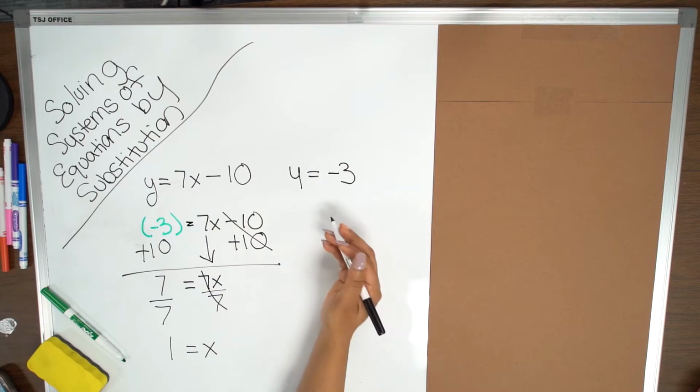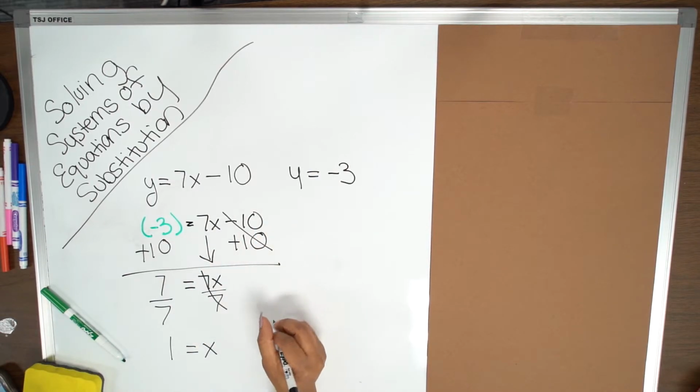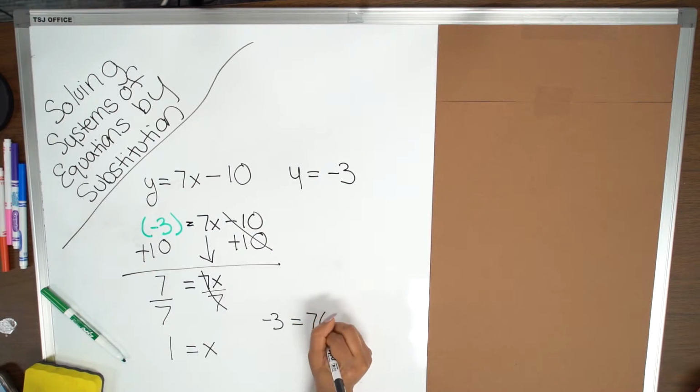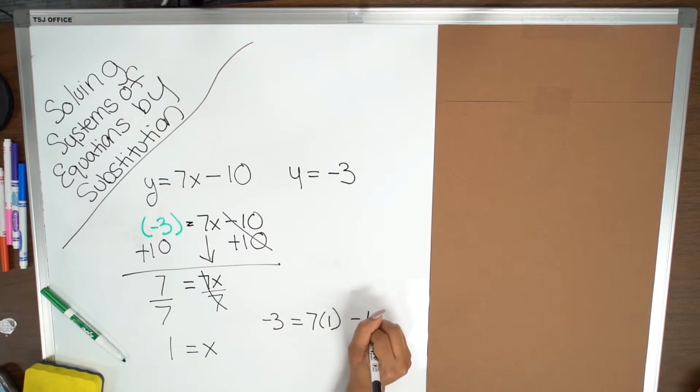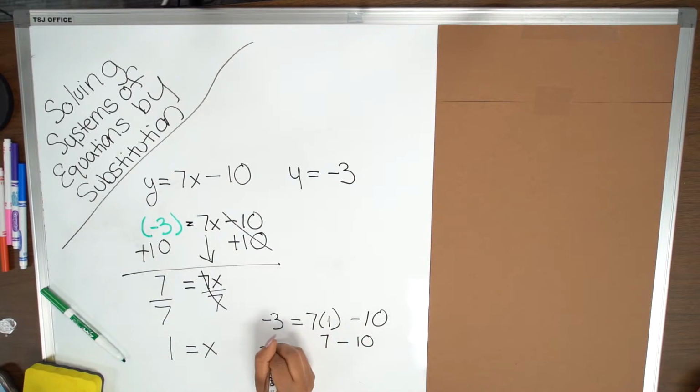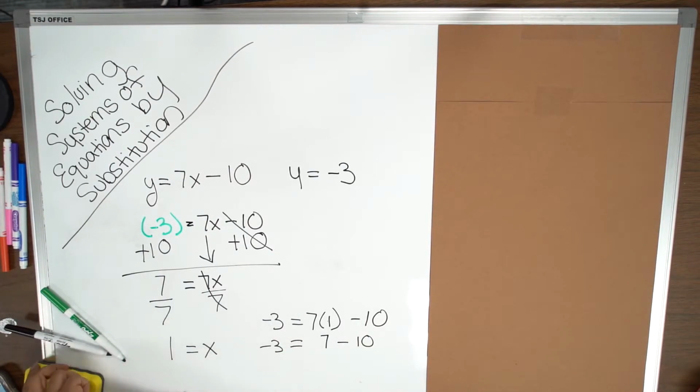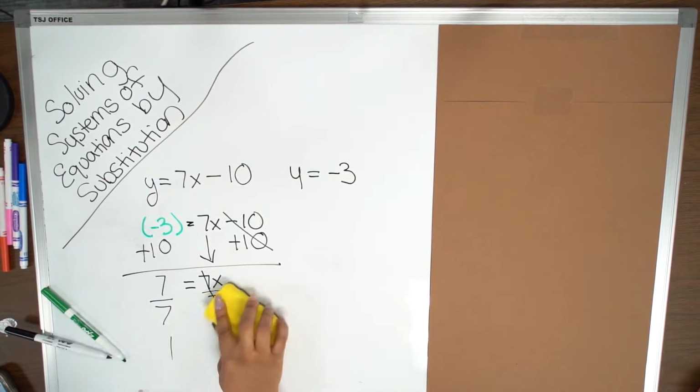So let's substitute into the problem. Make sure you're right. So we know that y equals negative 3 equals 7 times 1, which is our answer for x, minus 10. So we know that 7 times 1 is 7. All right. 7 minus 10 is negative 3. So we know that we're correct. So there we go.